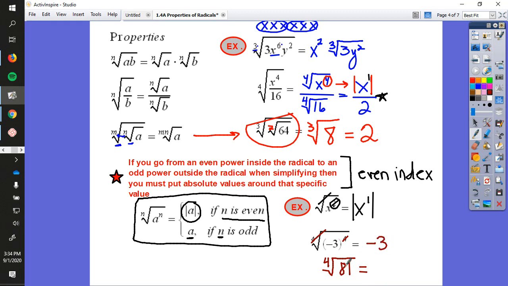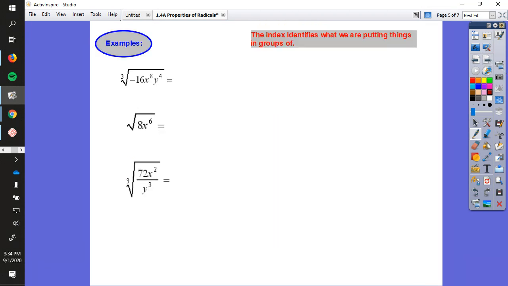Now, down here, we wouldn't get negative 3. We get positive 3. So it's like, well, why are they different? I went from an even exponent to an odd exponent. So I must put absolute values around that negative 3, which means it's 3. So the answer is actually 3 on that one. Now, when you do this sort of rule, even to odd exponents, the absolute value only goes around the factor that went from even to odd. So not everything, just the factor that goes from even to odd.